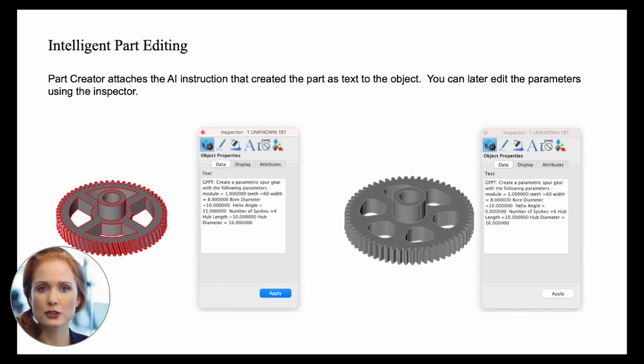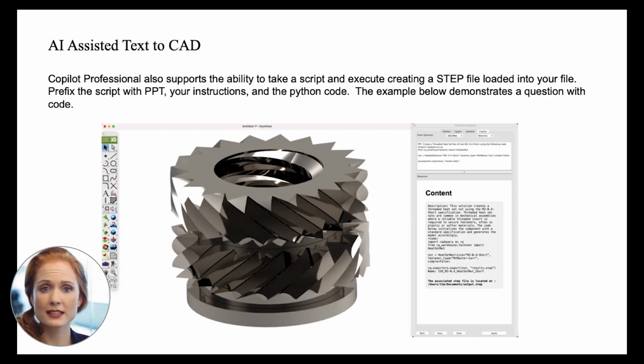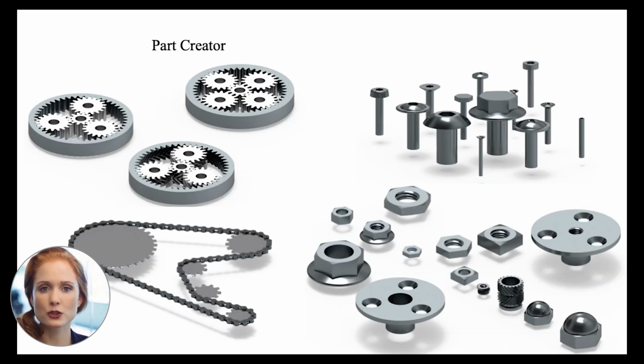Each part created using Part Creator stores the instructions or Python script used for its creation. Select the part in the inspector to review or edit parameters and regenerate your part as needed. Parts can also be created using the Copilot PPT AI agent. This agent is trained to take textual commands and convert them into Python scripts, which, when executed, create the precise part you need.